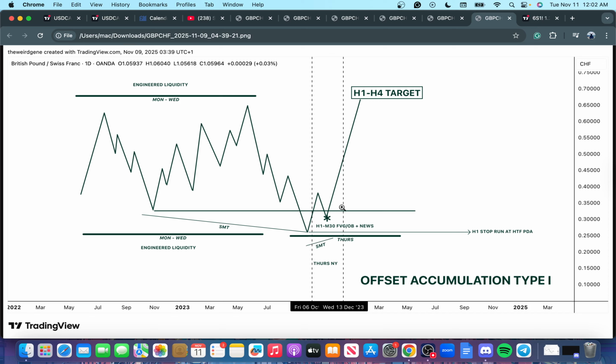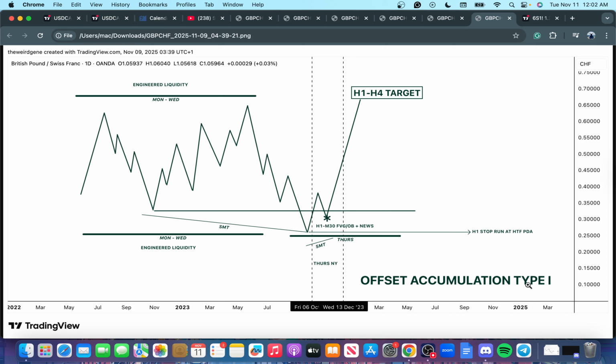Now, if I'm not going to get the SMT divergence here, I usually like to take a look at T-bonds. So if I get SMT divergence on T-bonds at the highs, meaning that they're going to sell off, that means that dollars should rally, and USD CAD in this example should also see significant rally for our 1 hour to 4 hour target objective, because again, we're short-term trading, not day trading. So this is called offset accumulation type 1.